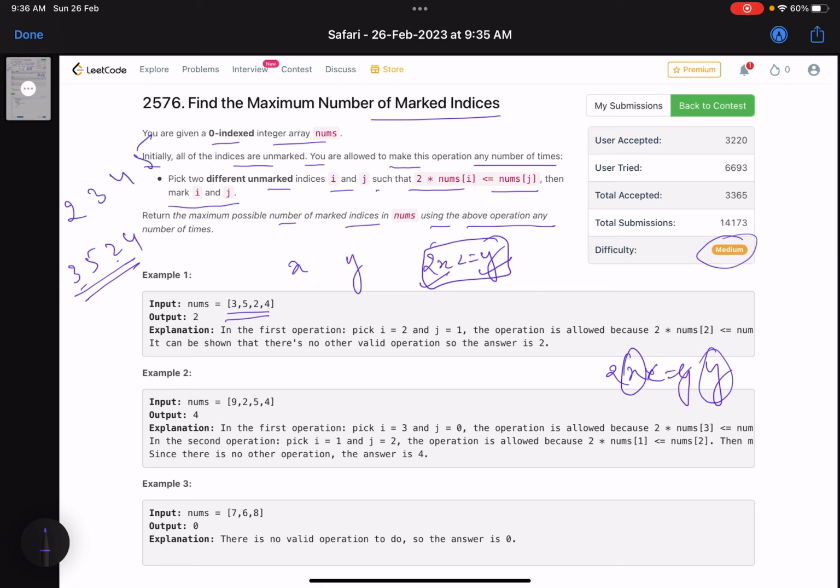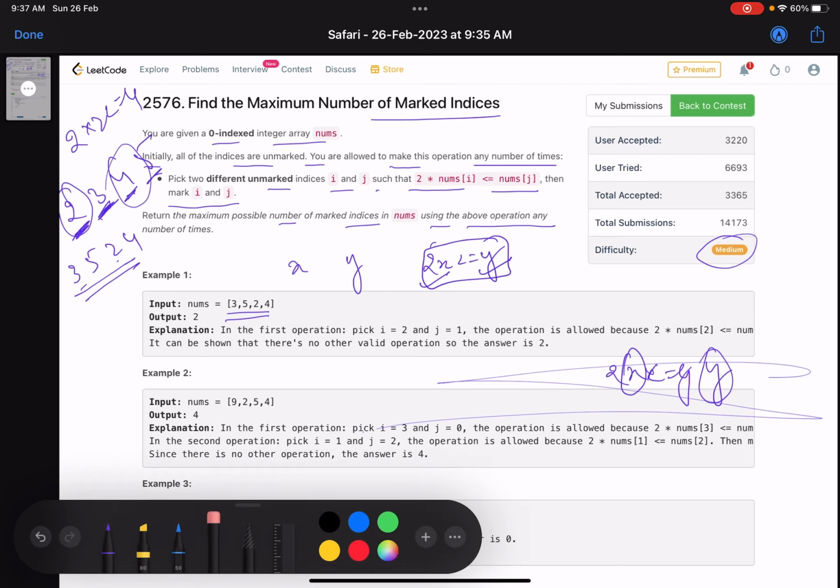Now just see how many combinations can be formed. If I pick this 2, obviously it cannot form a pair with 3. However, it can form a pair with 4 because 2 times 2 is less than or equal to 4. So these two are visited or marked. Now 3 and 5 cannot form a pair, so there is just one combination that can be formed.